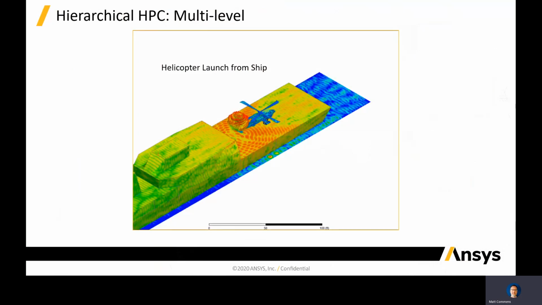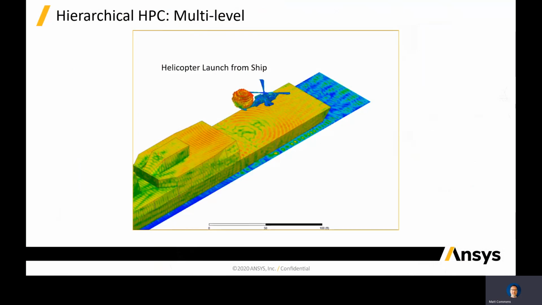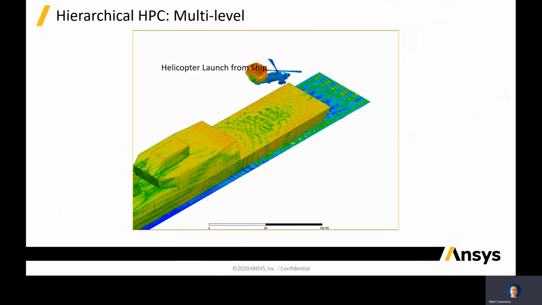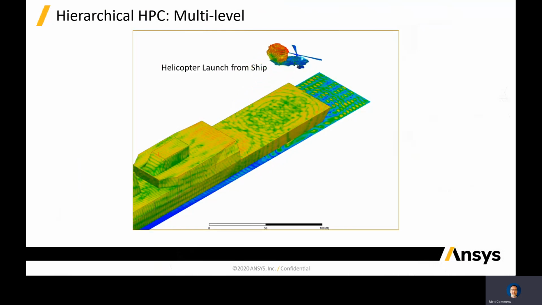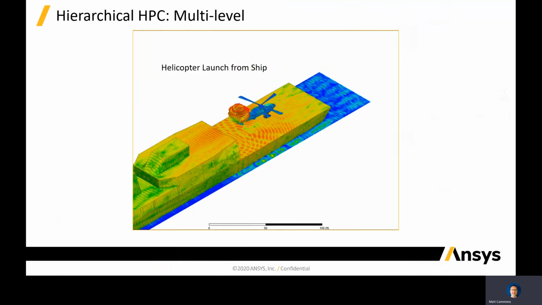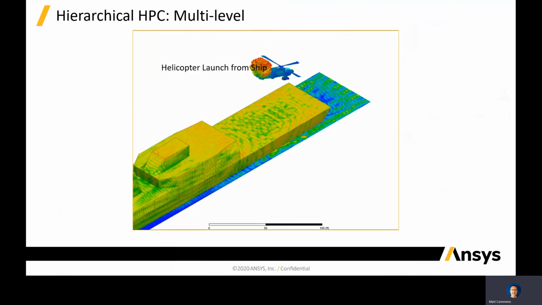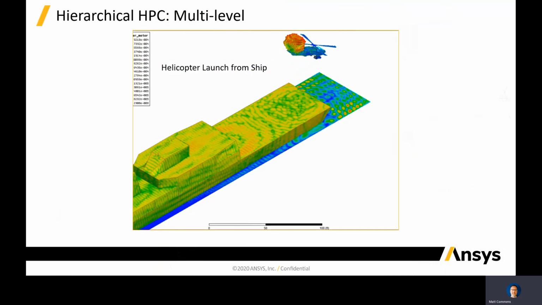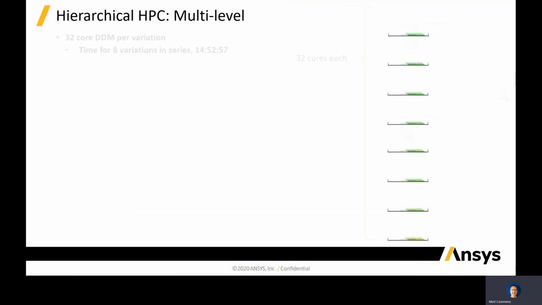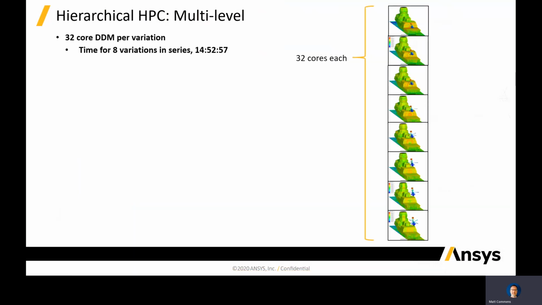Now more builds from here. Now we can build hierarchy into our analysis. Take this example here, use the Domain Decomposition Method to solve this very large simulation of a helicopter launching from a ship. Each one of these time steps, again, can be solved independently. The size of this problem requires about 32 cores of HPC with DDM to solve one given frame. So we can solve those frames, again, one at a time, 32 cores each. 8 variations takes about 15 hours back when this technology was first introduced. And notice we're solving parameters, in this case in series, and then DDM within each one of those parameter variations.